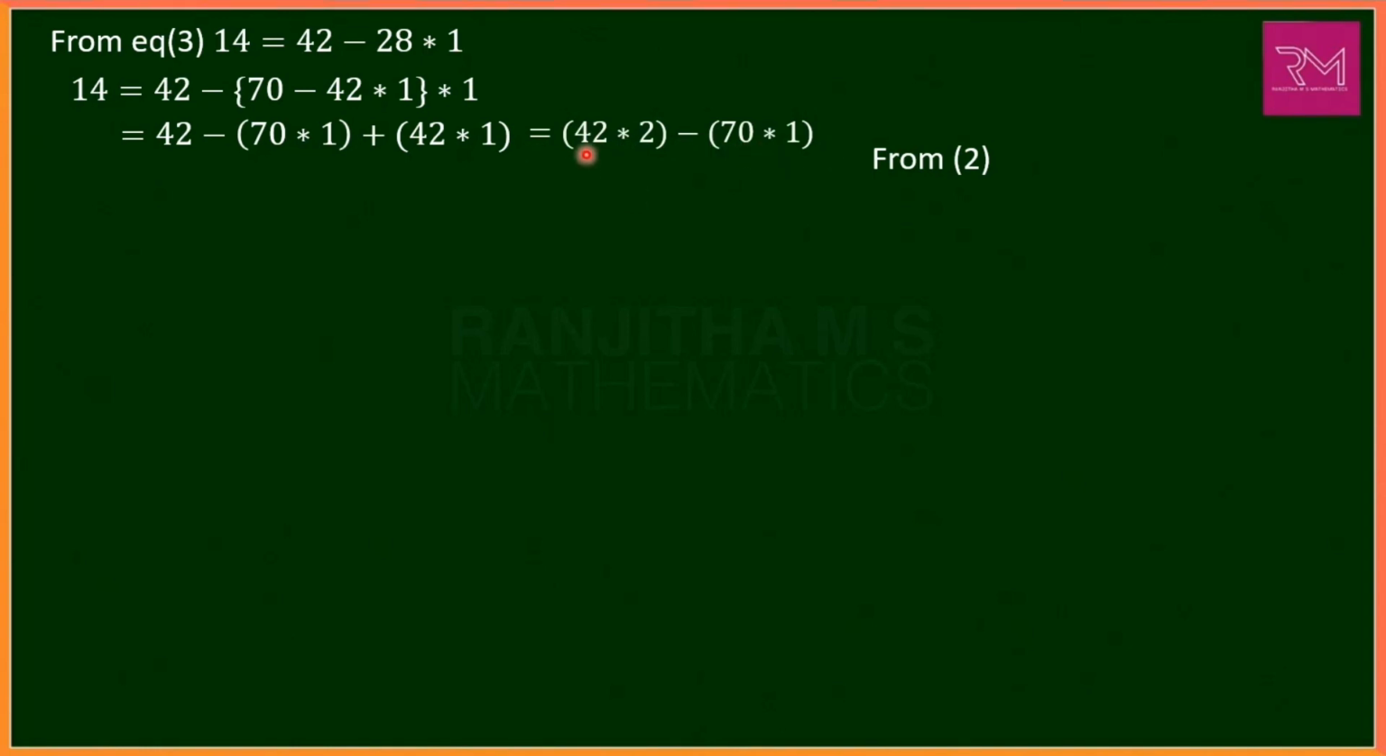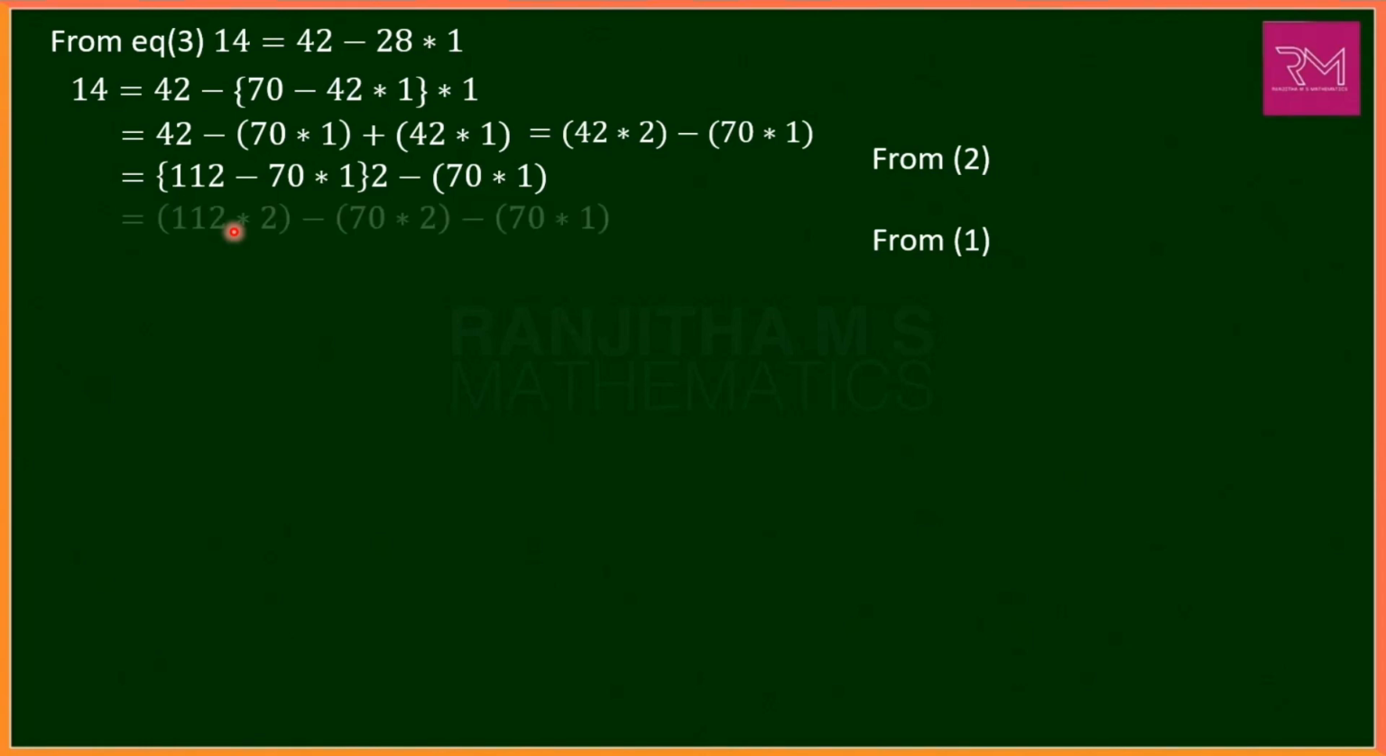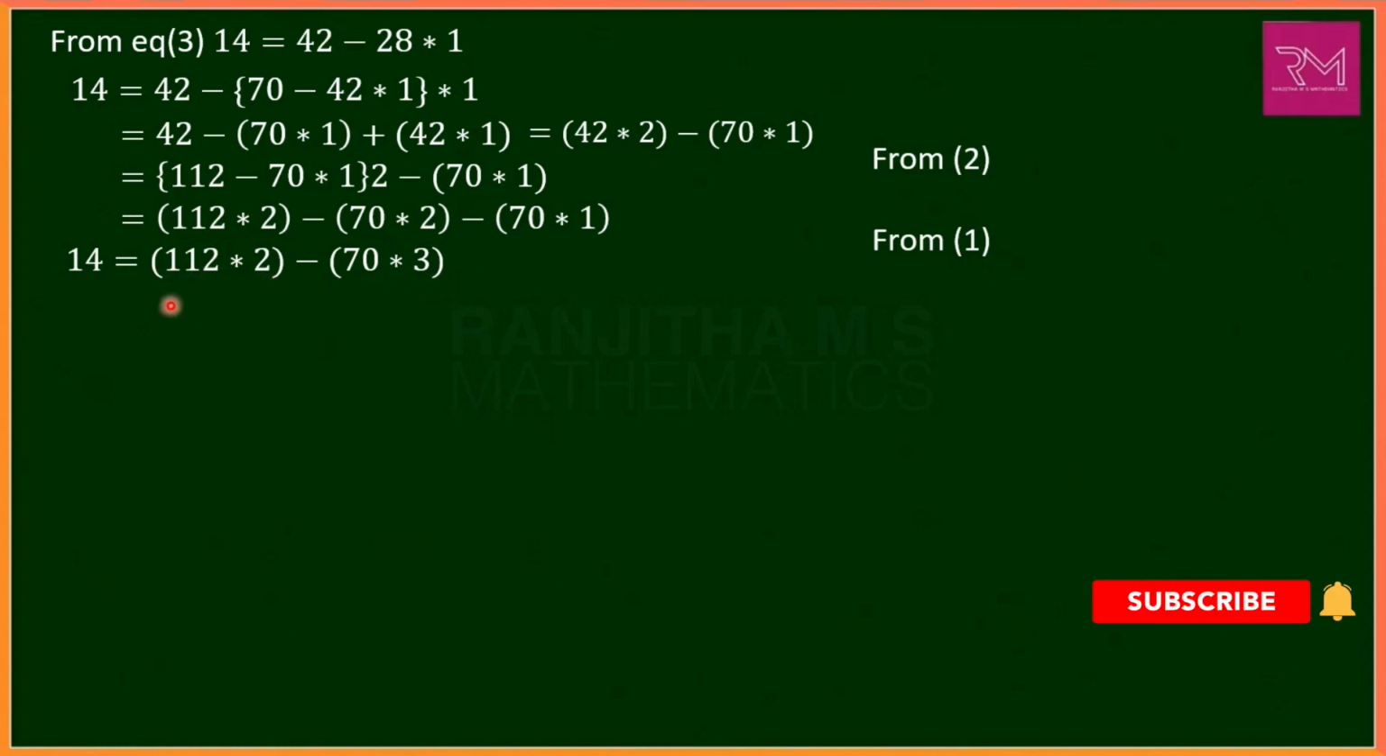Next step, we have to substitute the 42 value from equation number 1. Here 42 is nothing but 112 − 70 × 1, times 2, minus 70 × 1 as it is. Next step, multiply 2 inside the bracket, we get 112 × 2 − 70 × 2 − 70 × 1. Here we have −70 × 2 − 70 × 1. If we add that value, we get 14 = 112 × 2 − 70 × 3. So we get an equation like this.